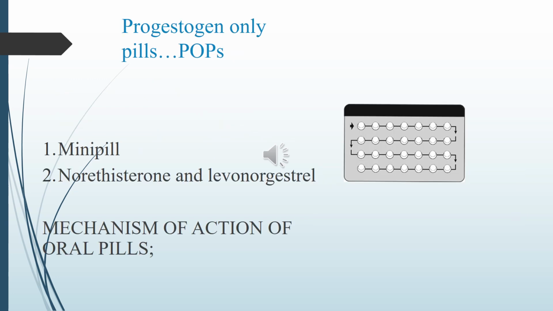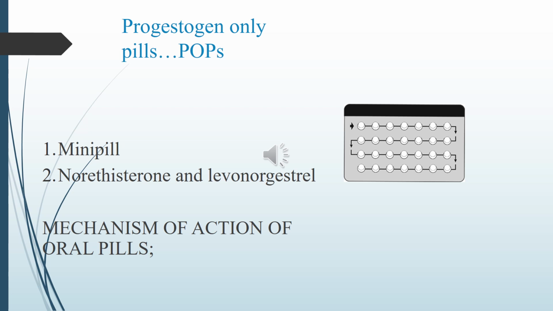The progestogen only pills, or your POPs, are also called mini pills or micro pills. They contain progestogen, which is given in small doses throughout the menstrual cycle, and two types of progestogens are used, norethisterone and levonorgestrel. They can be given in older women in whom combined oral contraceptive pills are contraindicated because of cardiovascular risks, and they can also be given in younger women with risk factors for neoplasia.